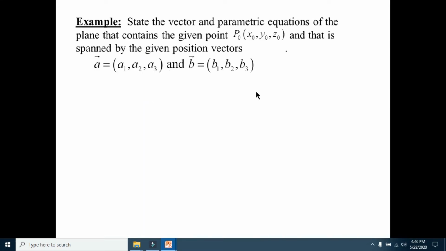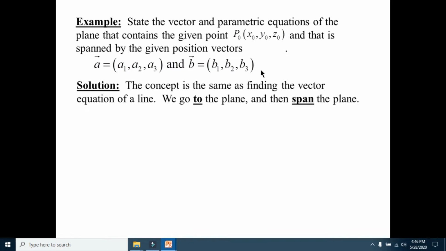Here's an example. Okay, well this is the general case, really. State the vector and parametric equations of the plane that contains a given point and that is spanned by the given position vectors A = (a1, a2, a3) and B = (b1, b2, b3).